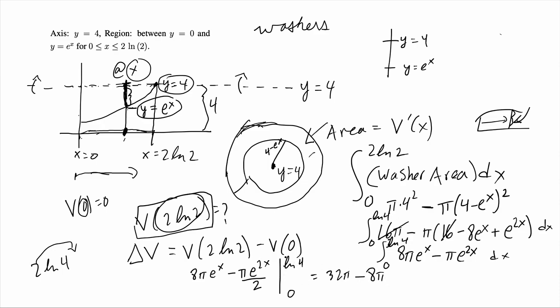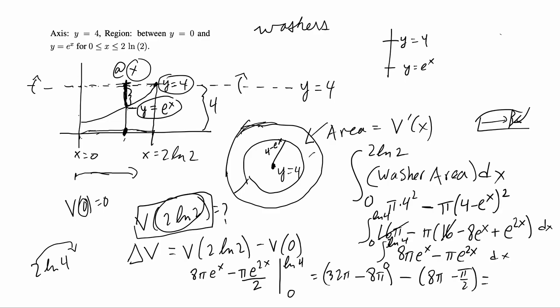Okay, so that's when you plug in natural log of 4. Now you subtract off what happens when you plug in 0. Now when you plug in a 0, you're going to get 8 pi, because e to the 0 is 1, so you just get 8 pi right there. Plug in a 0 here, that's e to the 0, that's going to be 1, so just minus pi halves. Alrighty.